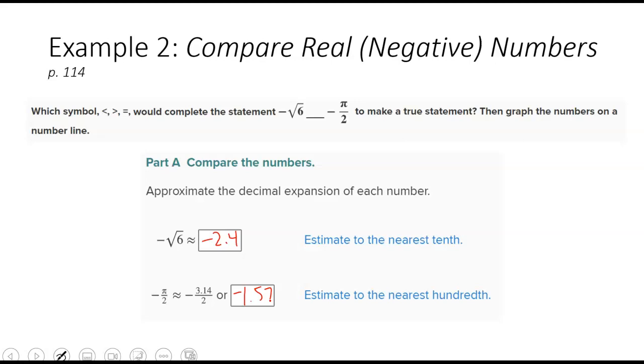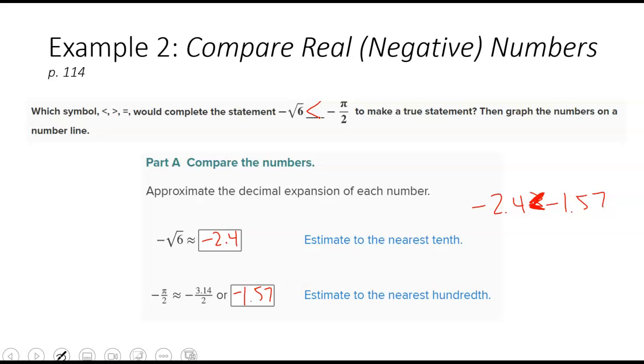Negative 2.4 is less than negative 1.57. Excuse me, greater than, sorry. Oh my goodness, it is so very late at night. Less than, I don't know what I'm thinking. Yes, bigger negative numbers are smaller. I was right the first time. Sorry, guys. So negative 2.4 is less than negative 1.57. So we can say up here that this is less than negative pi over 2.